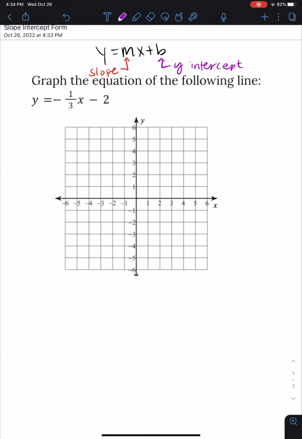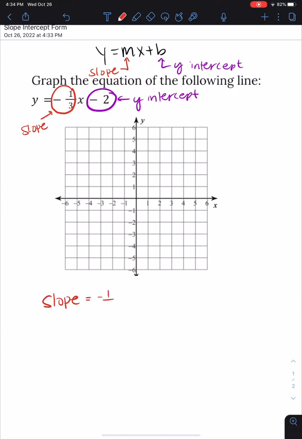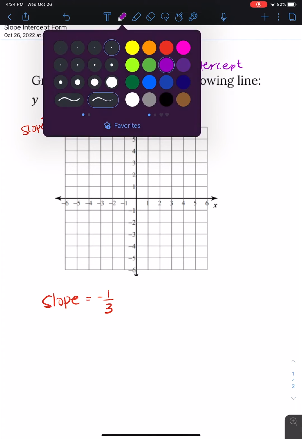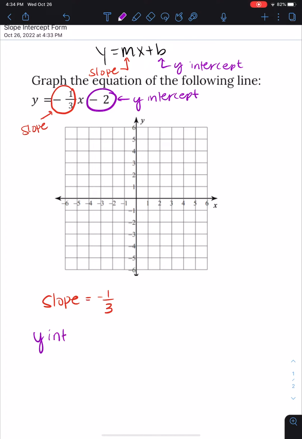So when we're graphing the equation of a line, we know multiple things about it based on the equation. So we know that the y-intercept is negative 2, because that is where the b value is, and that's what it represents. And negative 1/3 is the slope. So we can see here, if I wrote my information below, that the slope is negative 1/3, and the y-intercept is negative 2.